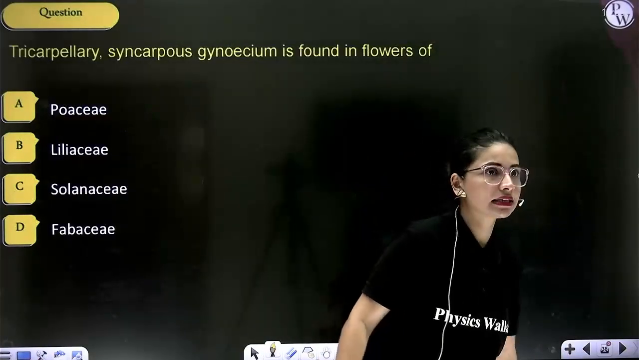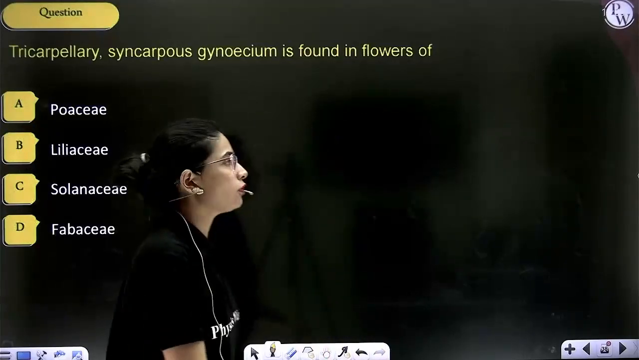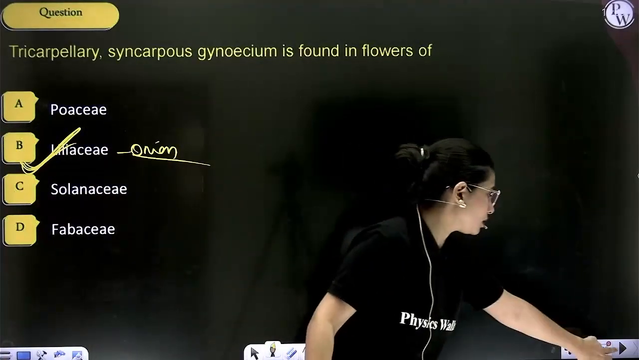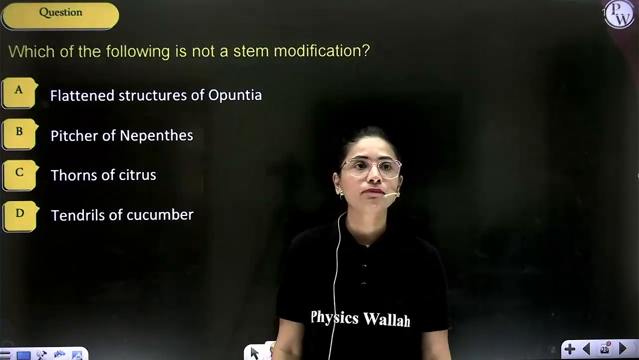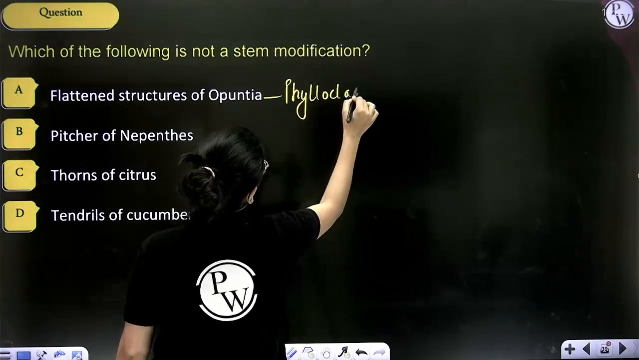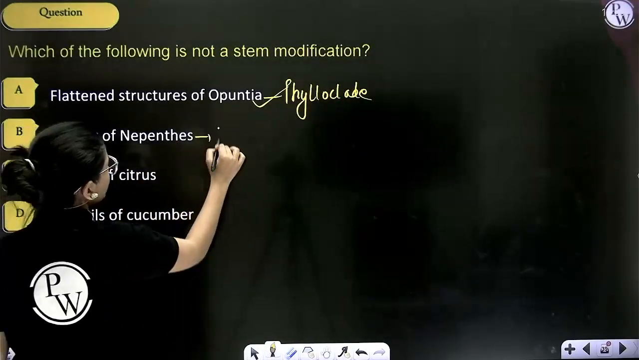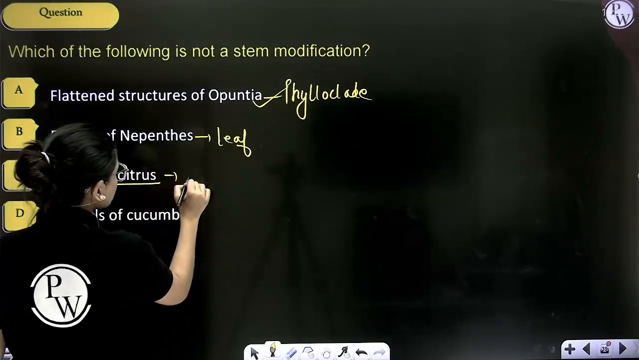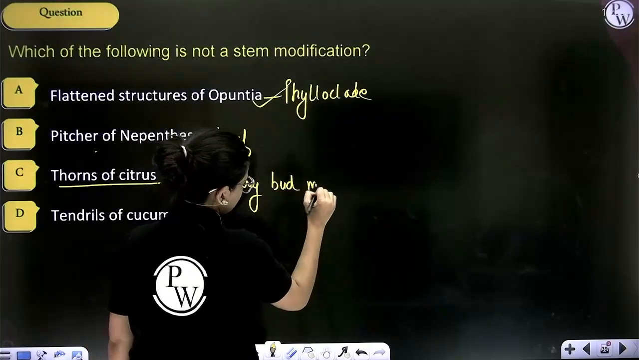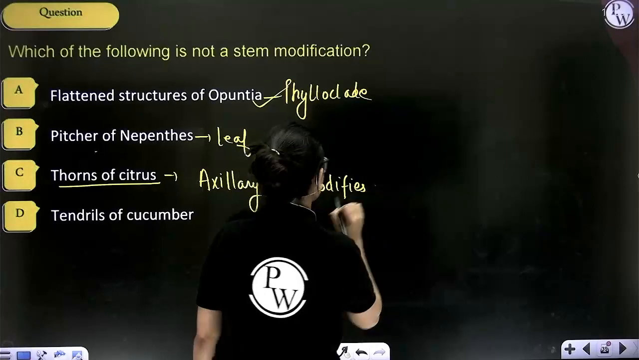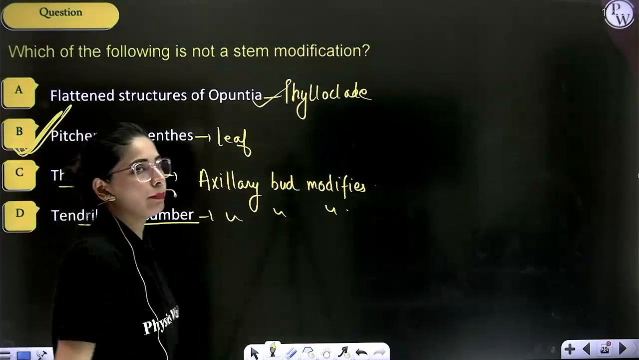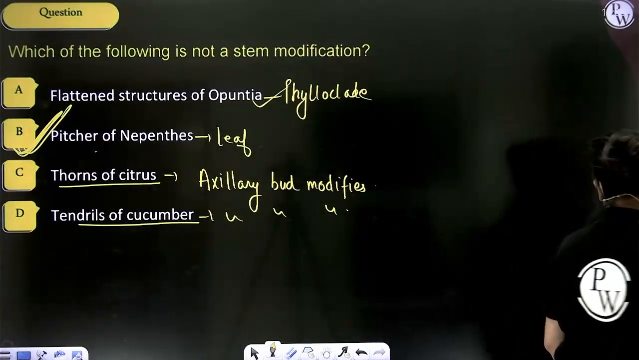Next, tricarpellary syncarpous gynoecium is found in the Liliaceae family: onion, tulip, lily, aloe vera. Next, which of the following is not a stem modification? Flattened structures of Opuntia, phylloclade. Yes. Picture of Nepenthes, it's a leaf modification. Thorns of citrus. Tendrils of cucumber. So the answer becomes B. Go through it. Check it once, everyone.